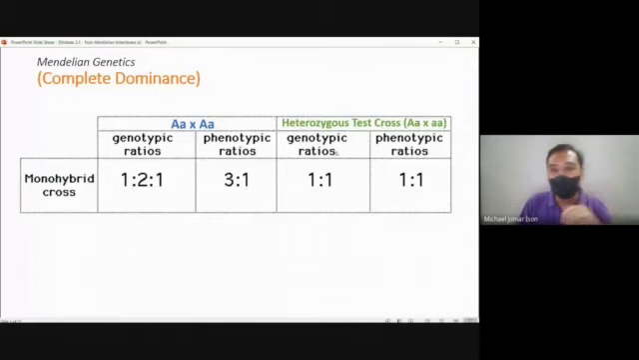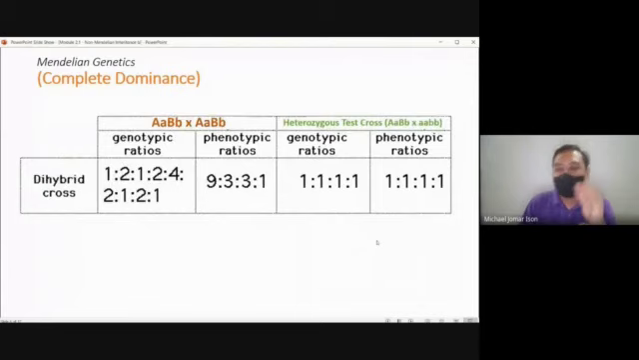Now, if you have a dihybrid cross, then you will also have automatic ratios. A hetero by hetero for both gene pairs in both of the parents will result in a genotypic ratio of 1 is to 2 is to 1 is to 2 is to 4 is to 2 is to 1 is to 2 is to 1. And the phenotypic ratio would be 9 is to 3 is to 3 is to 1. We have already discussed that in the previous videos.